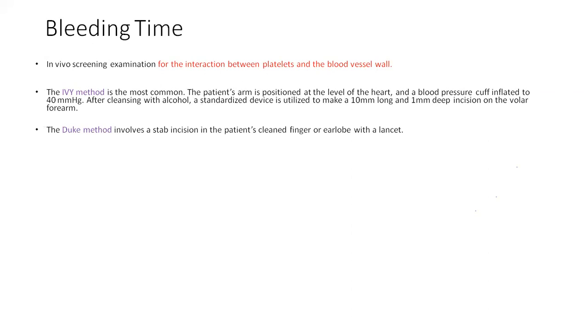The one which we can easily do is Duke's method. You can just give a stab incision with a blood lancet on a finger or earlobe. Earlobe is the recommended site.